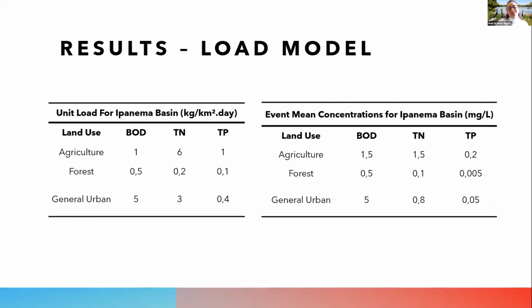The coefficients obtained for the Ipanema Basin that arrive in the Hedberg Reservoir are those in these two tables. We have three main land uses that we summed to simplify this modeling. And we can see that the coefficients respect the same behavior as the unit loads and event mean concentrations observed in other study sites. BOD has the most impact in general urban areas, while total phosphorus and nitrogen have the highest values for agriculture.